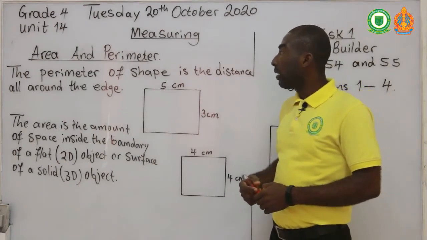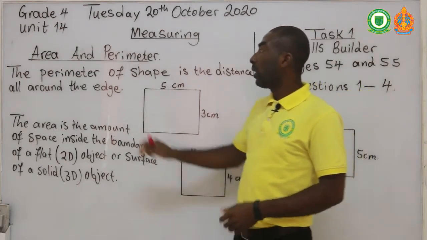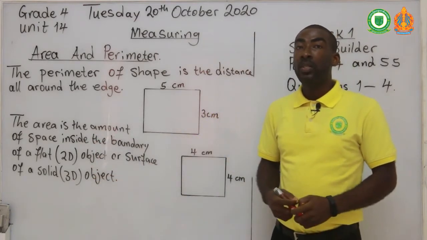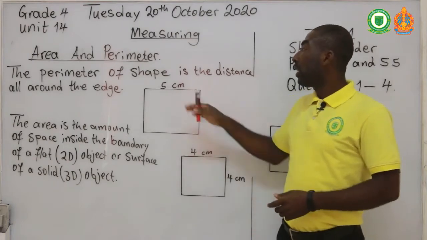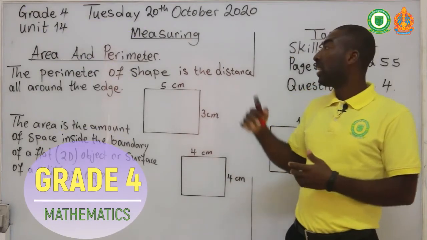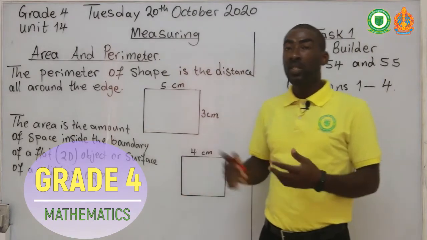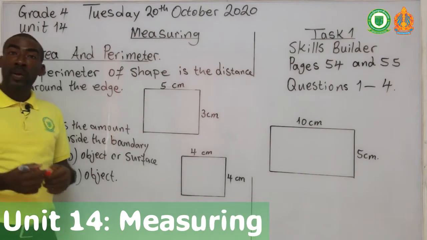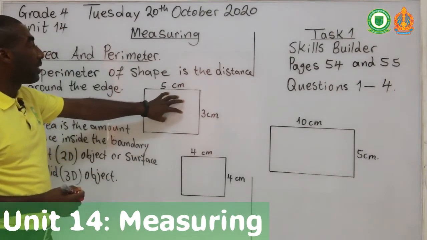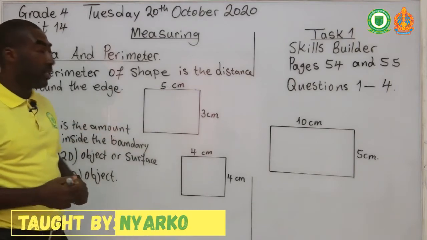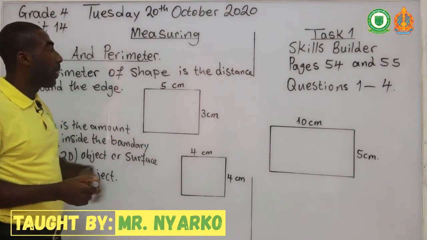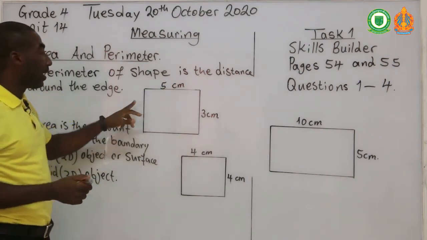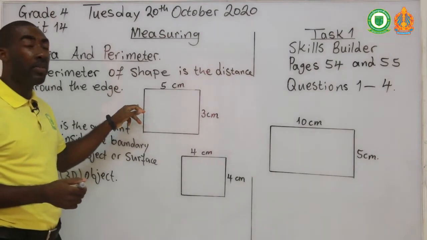So now we have understood the difference between a perimeter and an area. The next thing we have to do is see how we can calculate these two different things. First we will start with perimeter, okay? We know that perimeter is the distance all around the edges. That means we are talking about the lines. So we have 5 here, 3 here. That means here will also be 5 and this side will also be 3, okay?